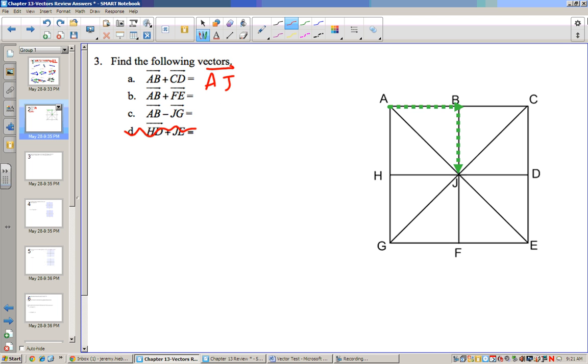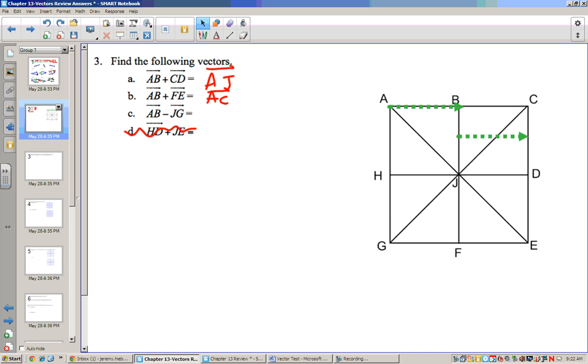AB plus FE, so we have AB again, FE looks like this. So if I put this at the end of our first vector, that creates the vector AC.